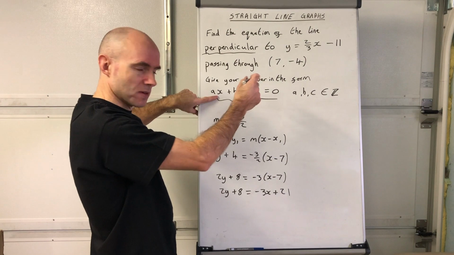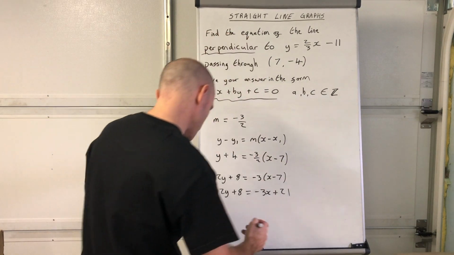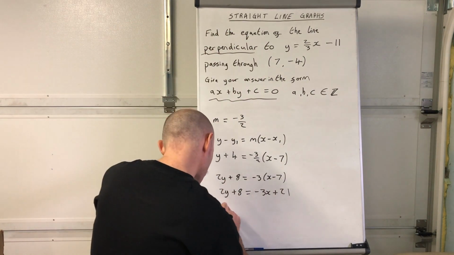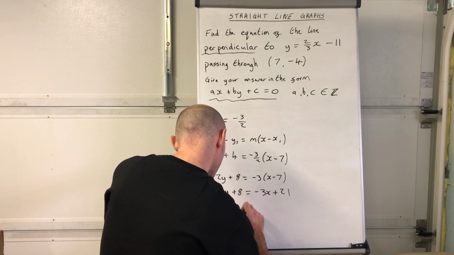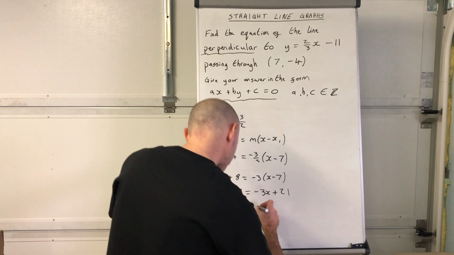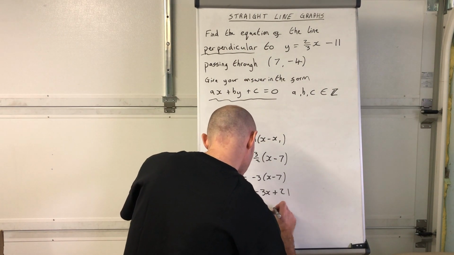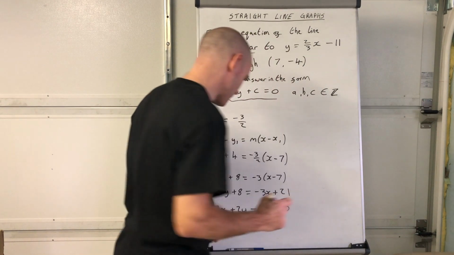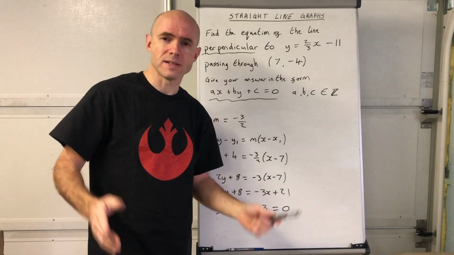Right, everything has to be on the left hand side and 0 on the right hand side. So put that over there. So 3x plus 2y. I'll put this over there as well. 8 subtract 21. That's going to be -13 equals 0. That's it. Okay, that's done.